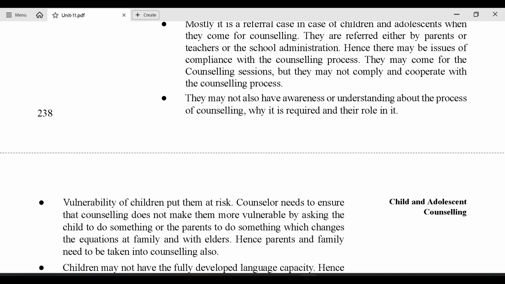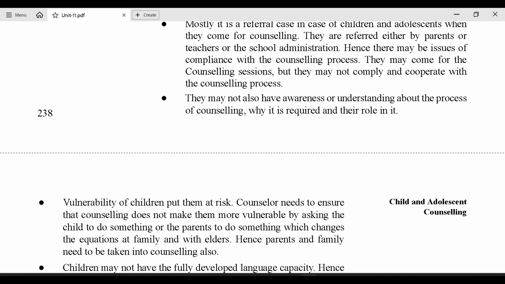They are referred either by parents or teachers or the school administration. Hence there may be issues of compliance with the counseling process. They may come for the counseling sessions, but they may not comply and cooperate with the counseling process. They may not also have awareness or understanding about the process of counseling, why it is required and their role in it. Vulnerability of children put them at risk.